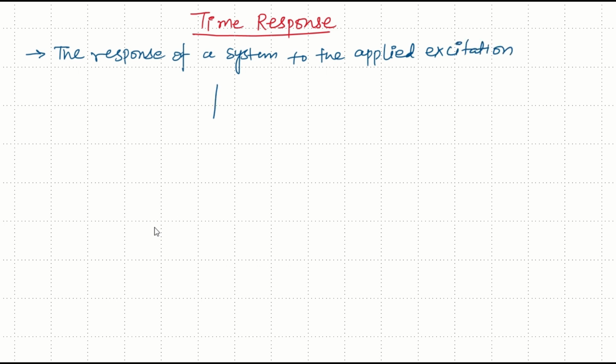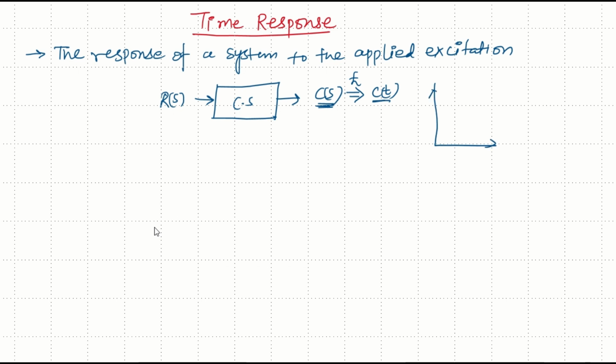So suppose we have a control system here and we apply some input or excitation and we are getting some output, which is the control output. Then how the response of the system varies with respect to time is the time response of the system. Obviously, it is in the Laplace domain. So first we need to convert this into the time domain by taking the inverse Laplace, and then if we plot this c(t) with respect to time, how this c(t) responds or varies with respect to time is the time response of a control system.